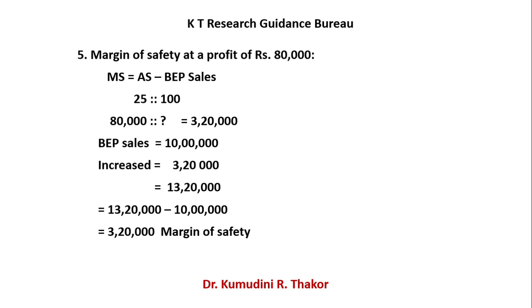So BEP sales is 10 lakhs and your increase is 3,20,000. So 10 lakhs plus 3,20,000 equals 13,20,000. So 13,20,000 minus the 10 lakhs BEP sales is equal to 3,20,000. That is your margin of safety.